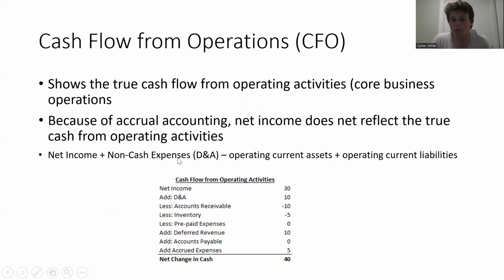So cash flow from operations is where we make adjustments for the accrual accounting that was in the income statement. So it shows the true cash flow from operating activities. So the core business operations. So because of accrual accounting, net income does not reflect the true cash from operating activities, right? Let's say that I provided $100 of goods or services, but I didn't get paid at all for them. I'm getting paid for them at a future date. This basically would overstate my revenues and therefore net income by $100. So this is definitely not showing my cash flow accurately. So we make these adjustments here.